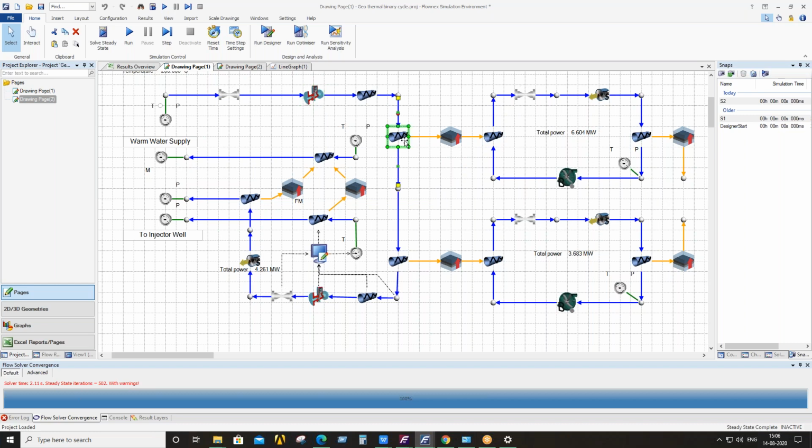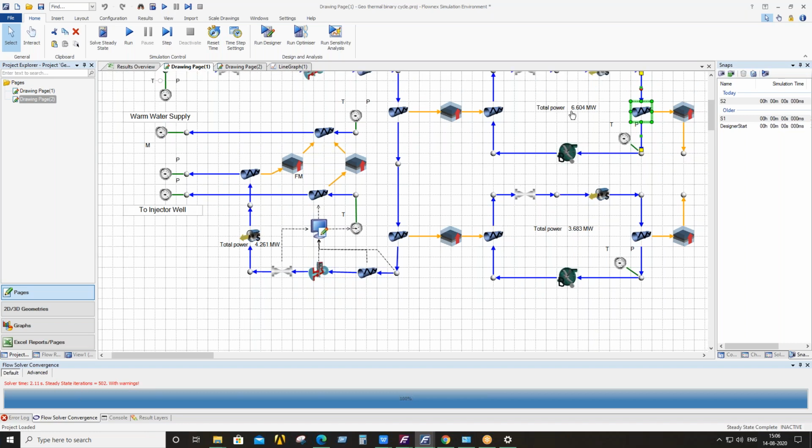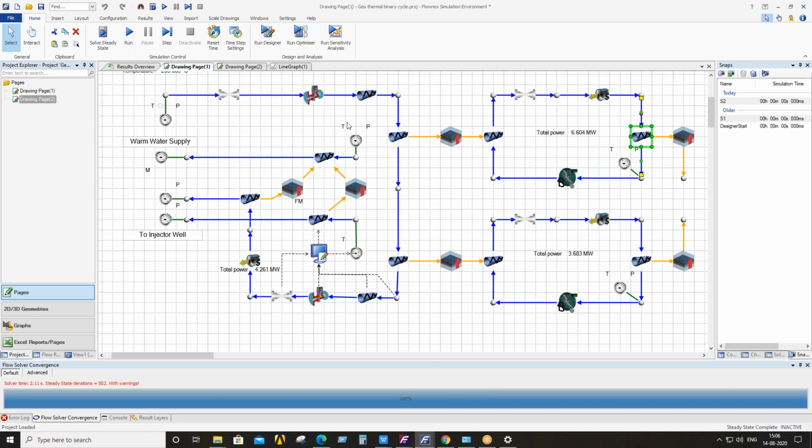steam line, and after getting the heat it expands in the turbine so that the turbine produces power, and that hexane is condensed in this heat exchanger by exchanging heat with the atmosphere. So there are two Hexane cycles here. One is producing 6.604 megawatt of energy, another producing 3.68 megawatt of energy.